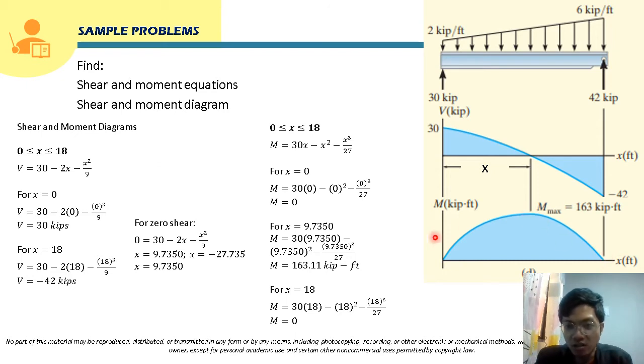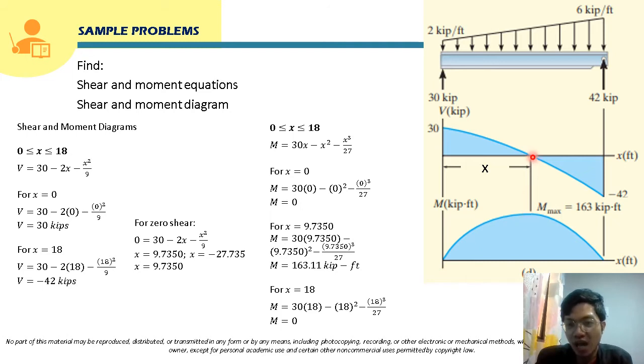So for these 3 points, class, the point here and the point here, to connect them, we are going to use our rule here. So we are going to depend the curve here from the shear. From this point up to this point, our curve here is sloping down. Since this is sloping down, the moment will be sad. So the curve here will be sad, from this point up to this point.